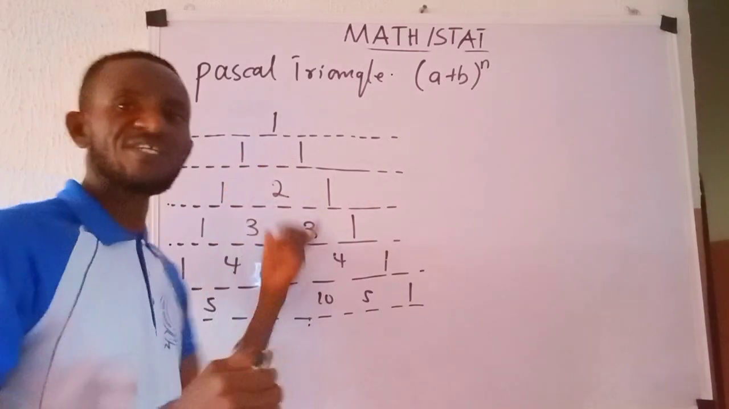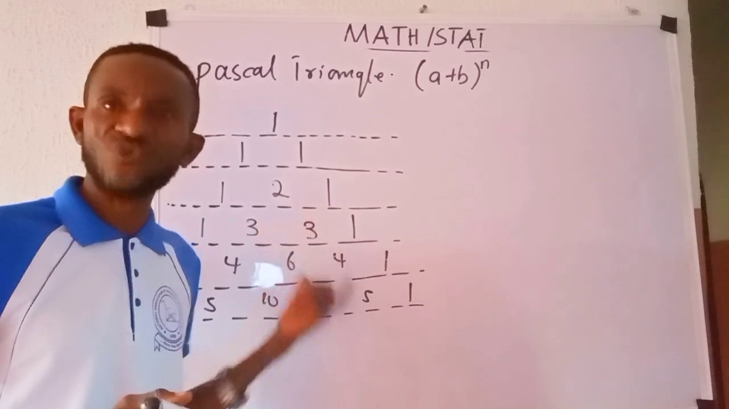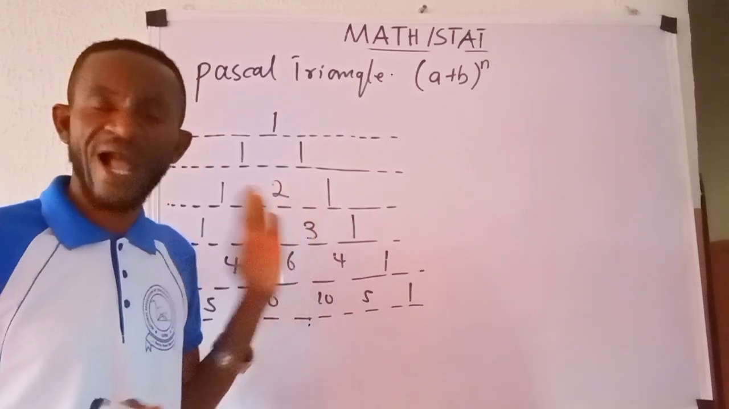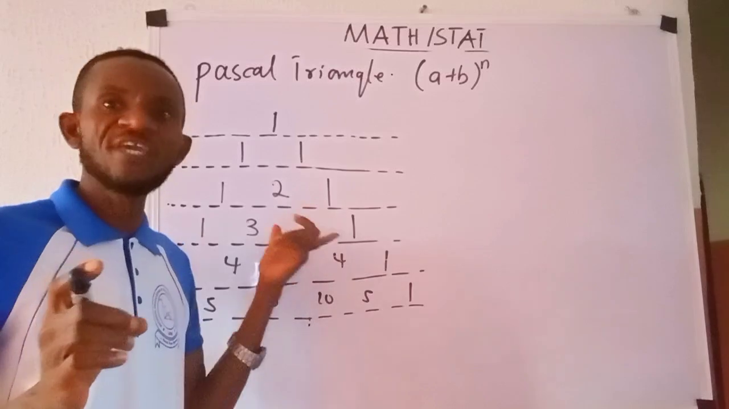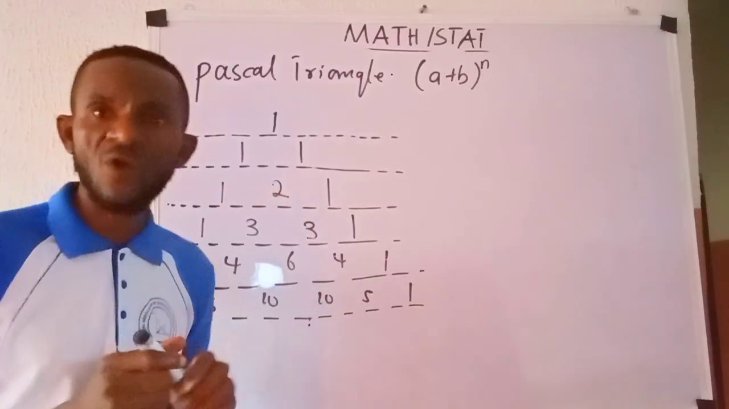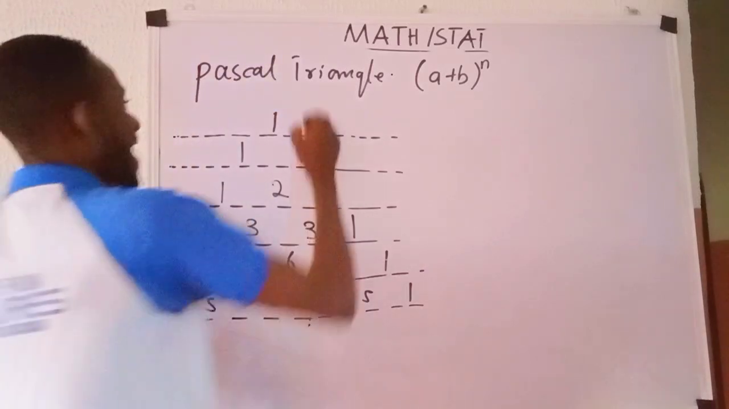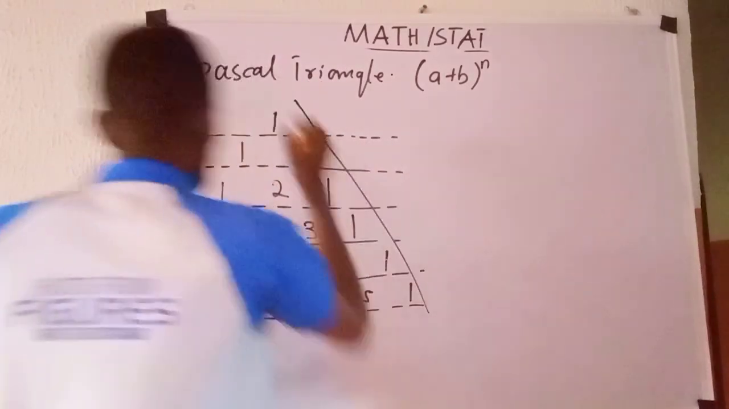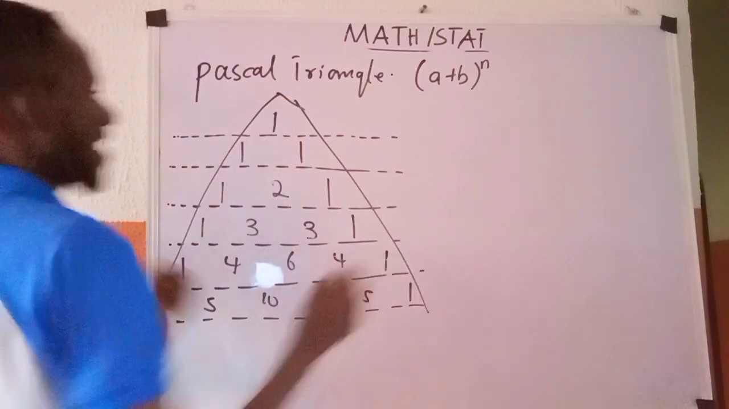Arrangement of numbers in this format is what is called a Pascal triangle. So if anybody says draw or give a Pascal triangle, this is what we call a Pascal triangle. And we call it a triangular arrangement because it appears in the form of a triangle.